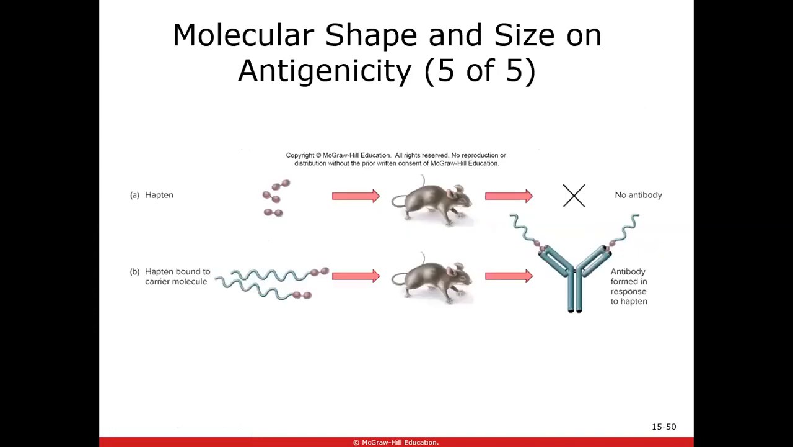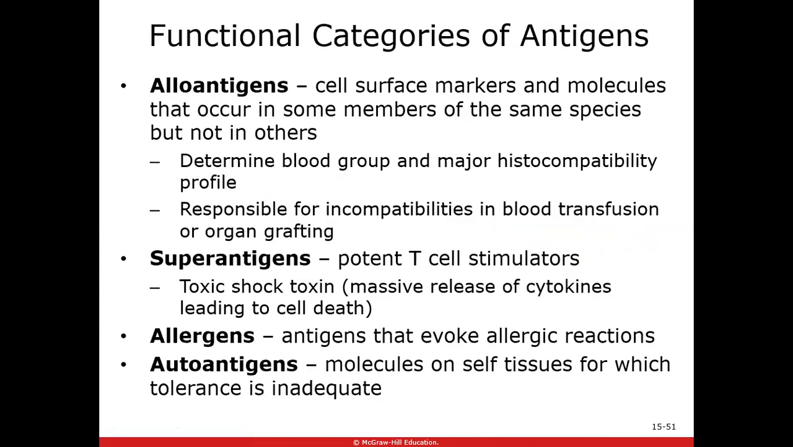Okay. Let's talk about superantigens. These are potent T cell stimulators, like toxic shock syndrome, which has a massive release of cytokines leading to cell death. You have allergens, which are antigens that evoke allergic reactions, typically to things that most people do not have an allergic reaction to. And then you have autoantigens. These are molecules on self tissues for which tolerance is inadequate.